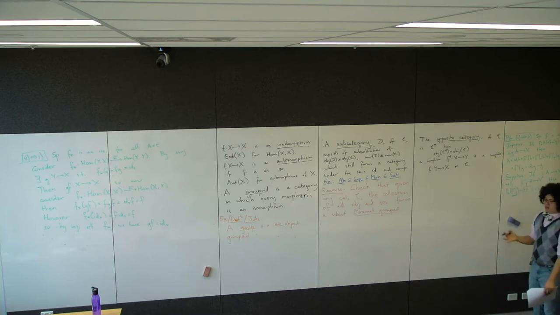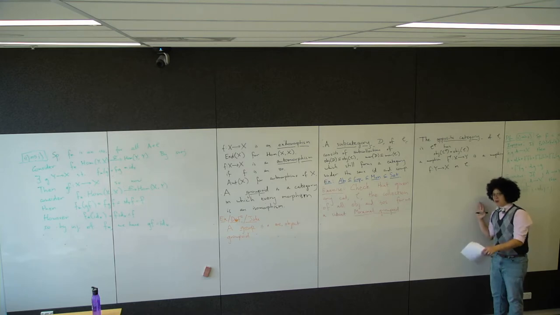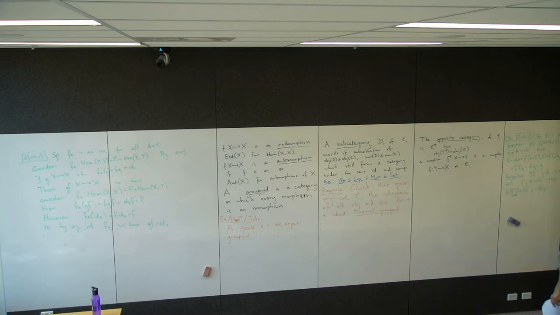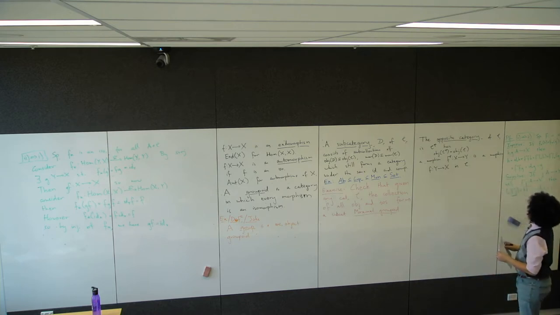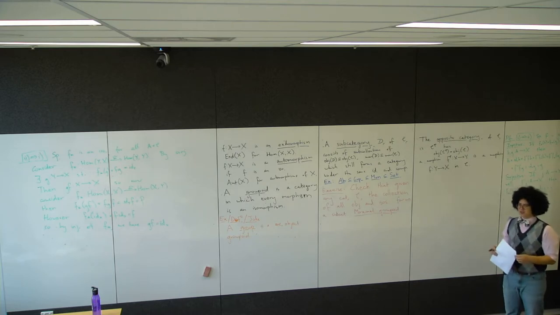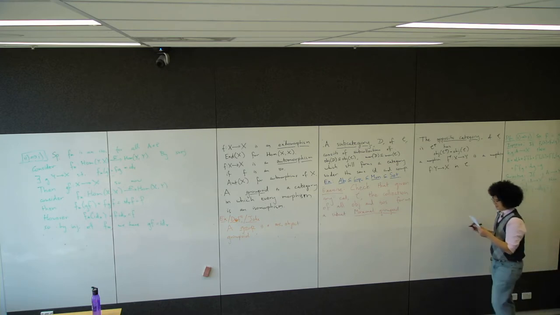So say in Top op, a morphism from x to y in the opposite category of topological spaces is a continuous map from y to x. So that's something that takes a little bit of mental gymnastics to get used to. It's not so bad if you're thinking about these things abstractly.